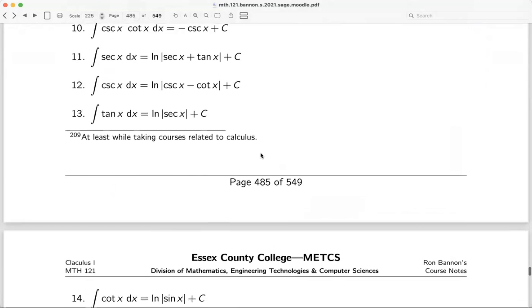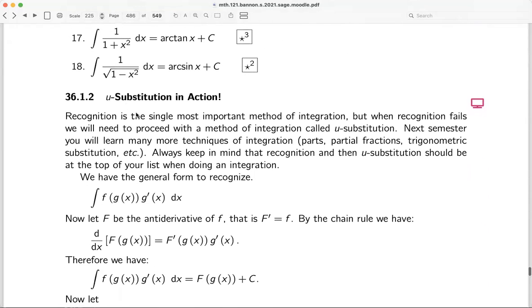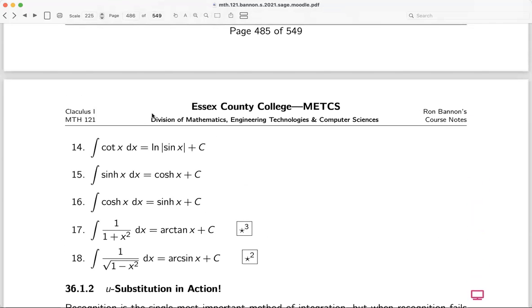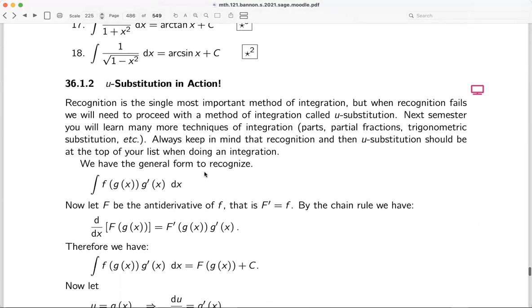All right. Now, after recognition, the next technique we're going to be talking about is U-Substitution. The point about U-Substitution is that you're going to get integrals that are not recognizable. However, if you redress them, they will look like the one you should be recognizing, and that's called U-Substitution. This is probably the simplest technique after recognition. So recognition is your first goal. Your second goal is to use U-Substitution to see an integral that you recognize.